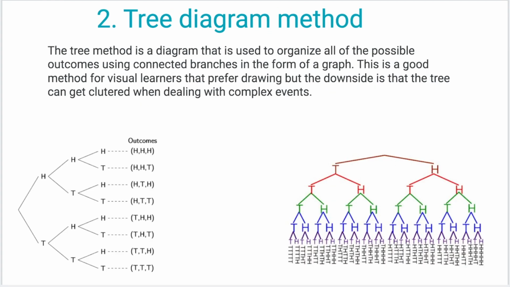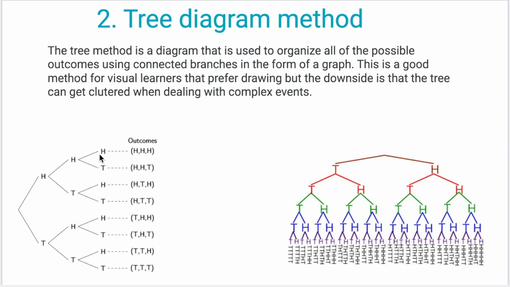So the second method is the tree diagram method. In this tree diagram method, we're going to use a diagram to organize all the possible outcomes using sort of branches to form a graph. This is a good method for visual learners that prefer drawing, but the downside is this tree diagram can get very cluttered when you're dealing with complex events.